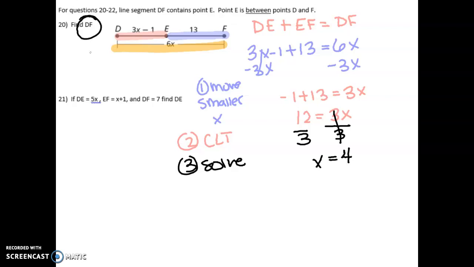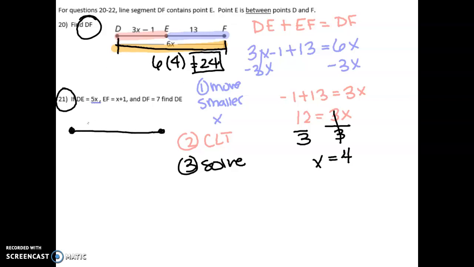However, we want to find DF. So I'm going to go to DF, and it equals 6x. Wherever I see an x, I am going to substitute it with the x that I know it is now. So all I have to do is say 6 times 4, and we will have 24 as our answer. I want you guys to try 21 on your own. It's going to look exactly like number 20. So you're going to have D, midpoint E, and F, and then of course DF. And you only want to find DE. So find your x, plug it back in where you see DE.